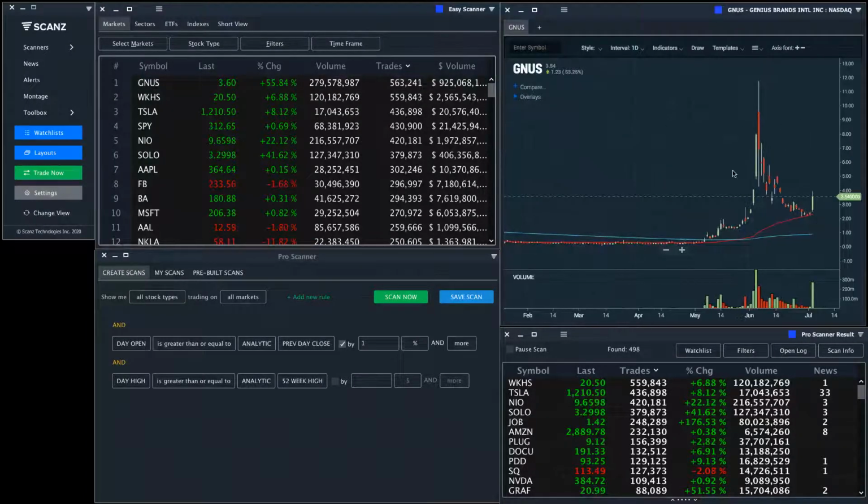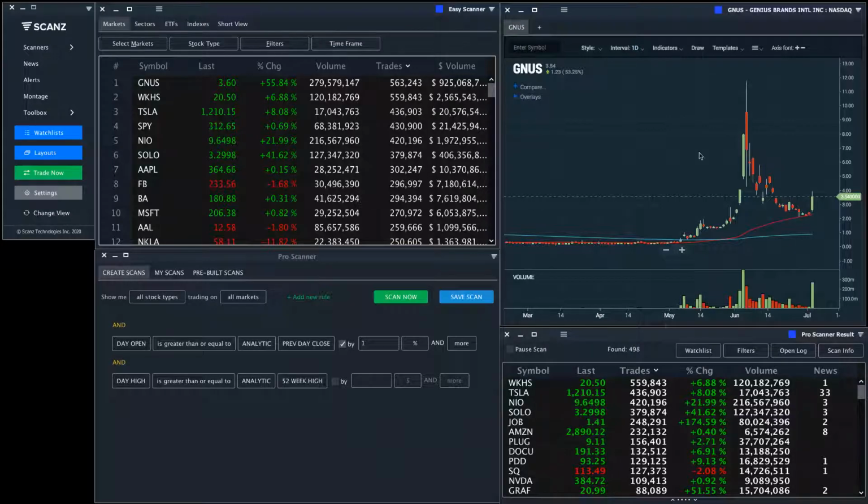So here we have GNUS, which is a nice mover today. It's up 55% on the day, but this chart's a little bit different than the Tesla chart. We can see that GNUS ran from below $1 to almost $13 in the past couple of months. The stock pulled back quite a bit and then started to make a move today. This is a bit trickier to scan for, but let's start looking at some ideas.